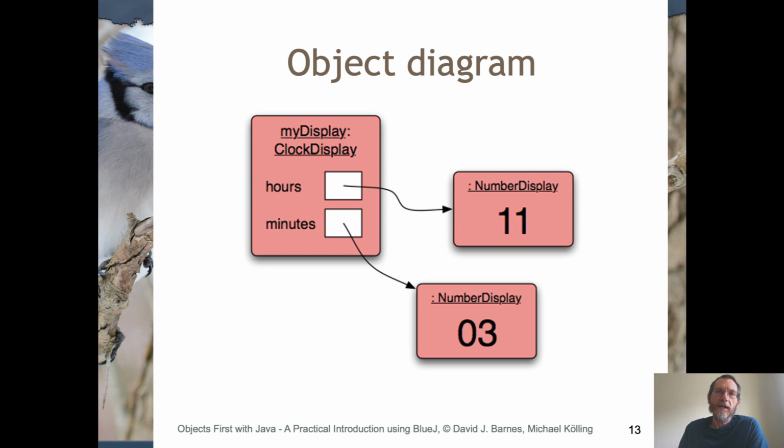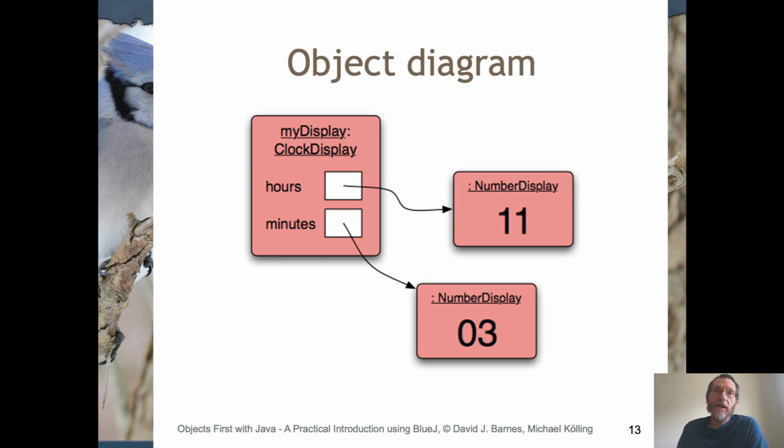And this tells us that every clock display object actually makes use of two number display objects in order to maintain a display of the number of hours and the number of minutes. And obviously, if we wanted also to record the number of seconds as well, then there would be three number display objects in this diagram, so that at runtime, one clock display object is interacting with or dependent upon three number display objects.